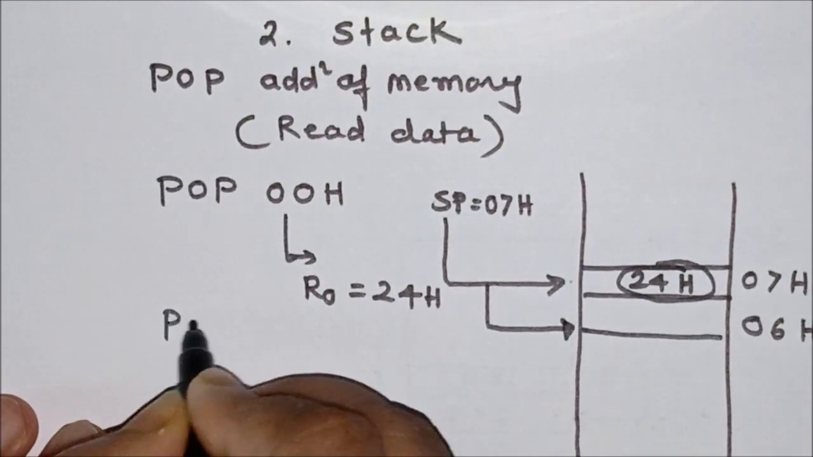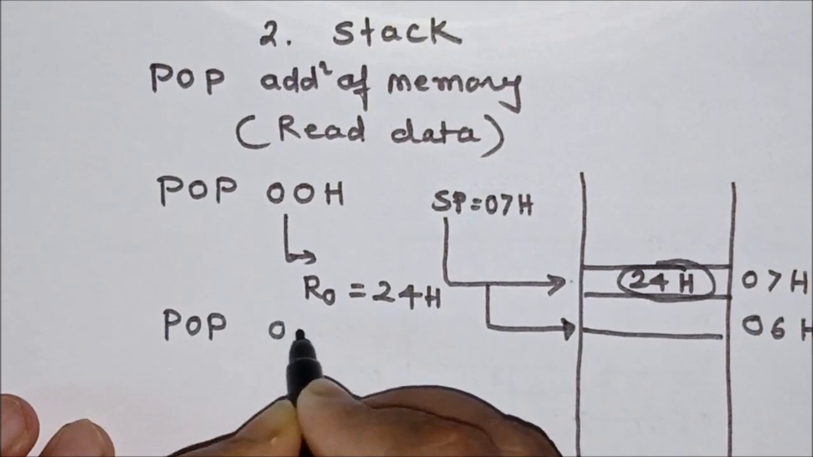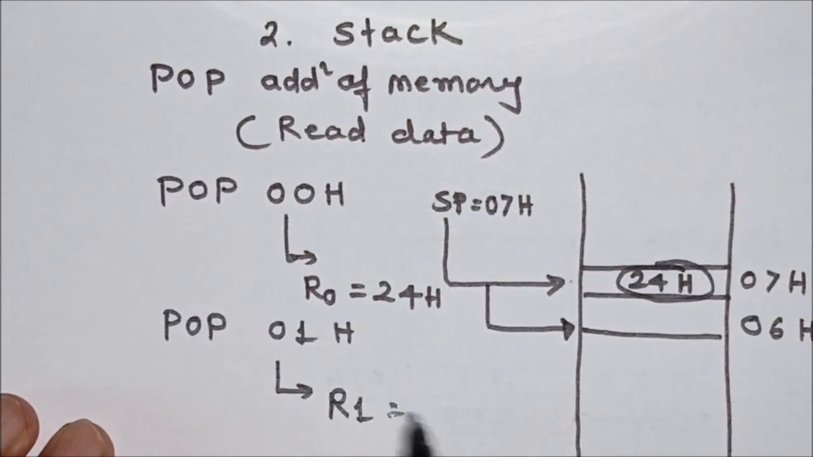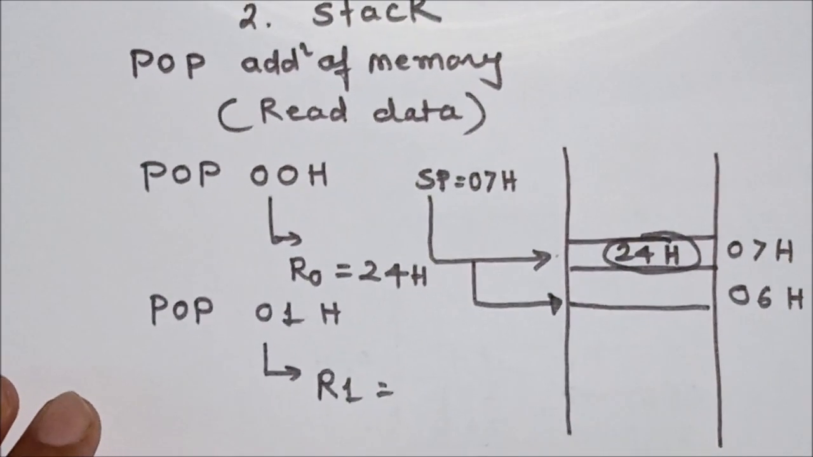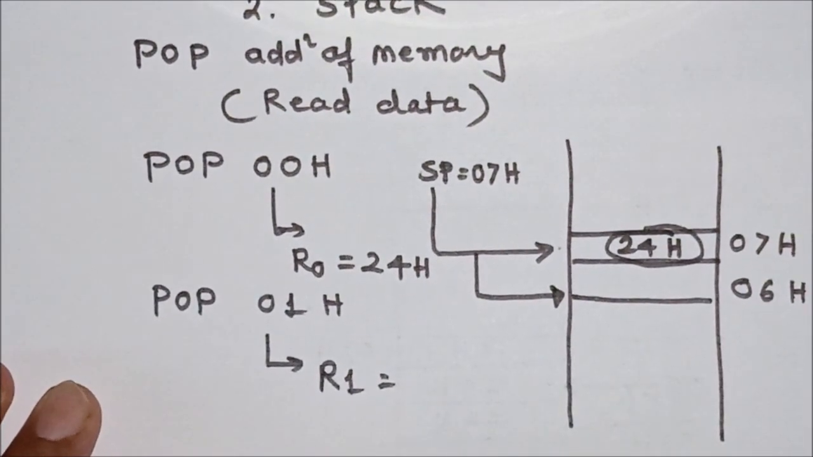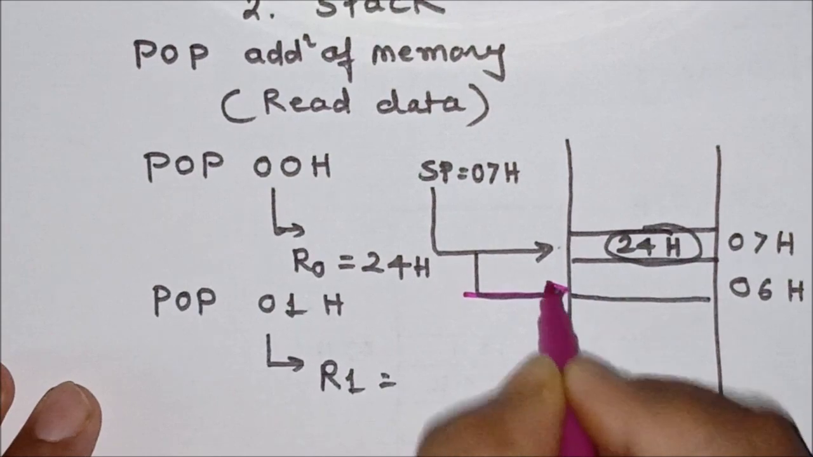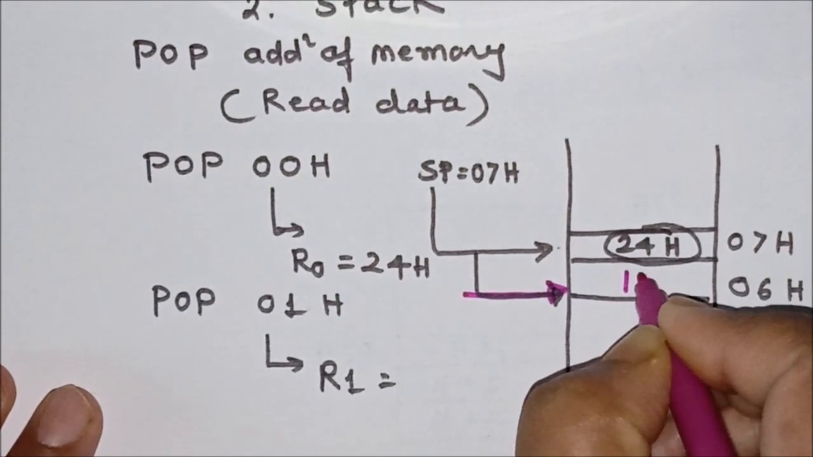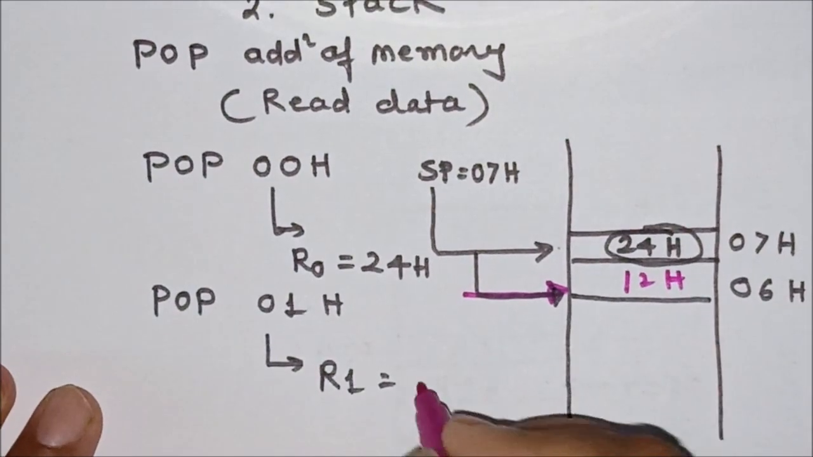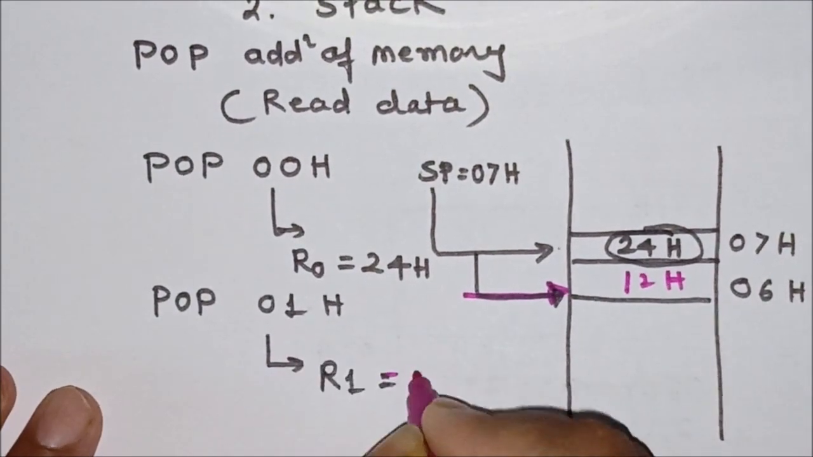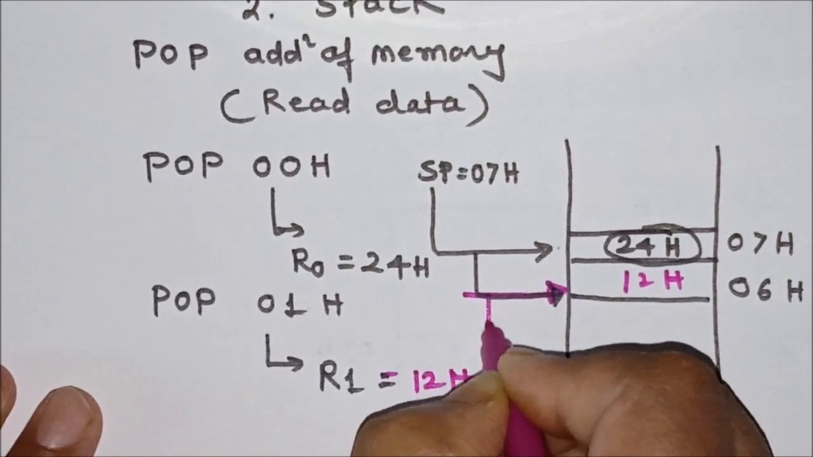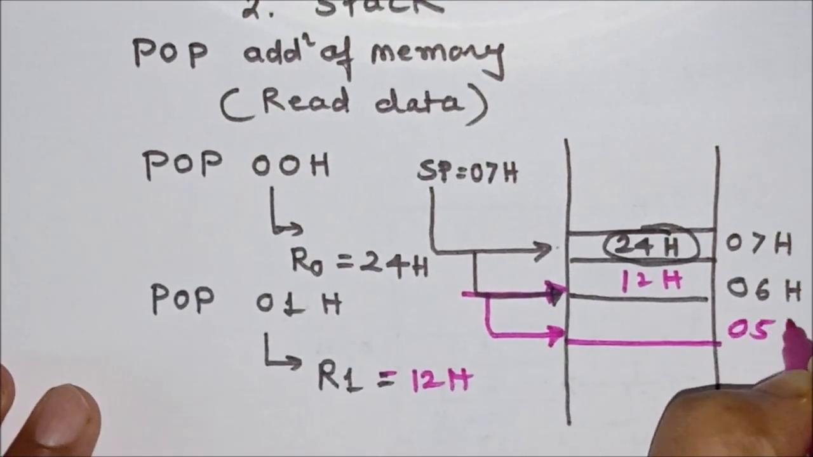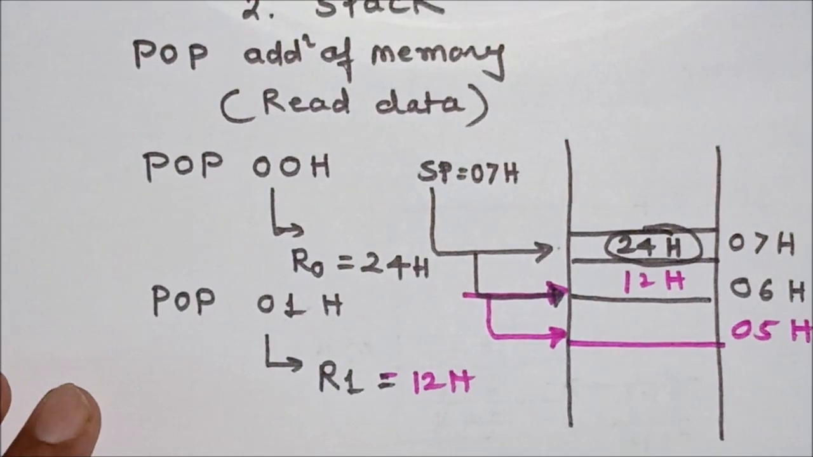Now next time, suppose I write next instruction pop 01H. 01H is address of register R1 of bank 0. So what microcontroller will do? Now stack pointer is pointing to this memory location. First it will read data from this memory location. Suppose 12 is stored here. That will be stored at address location, and then stack pointer will be decremented by 1 and it will point to this memory location 05.